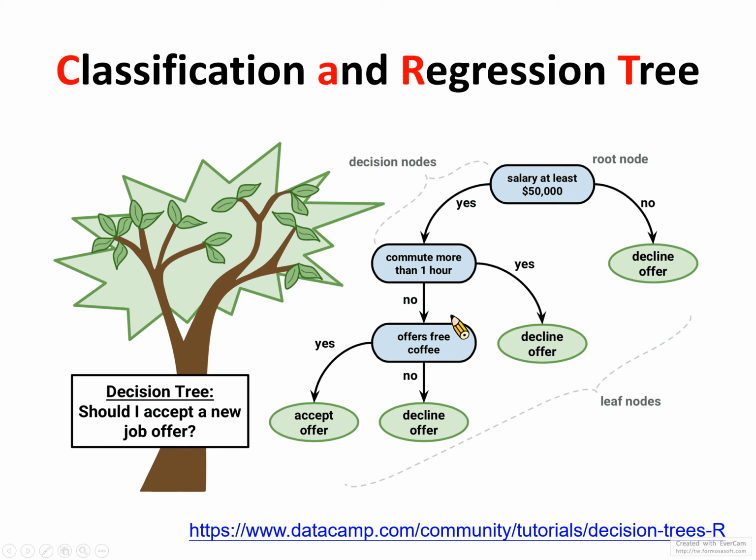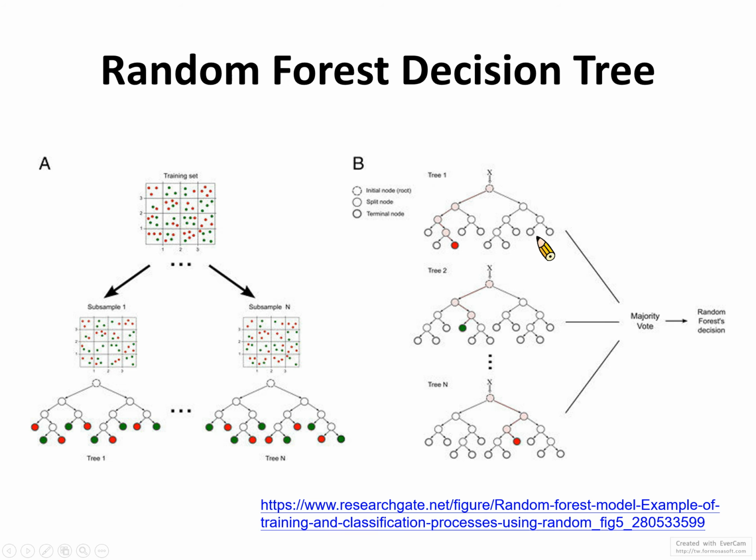This is a very useful model and is very easy to understand, because with this tree we can quickly understand what the important factors are that affect our decisions. For example here, the overall question is: should I accept a new job offer? It's very obvious that the most important predictor is the salary. If the salary is not enough, then we just decline the offer. So the tree is very useful.